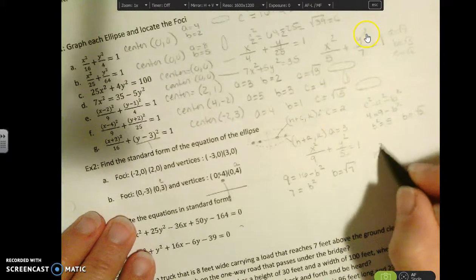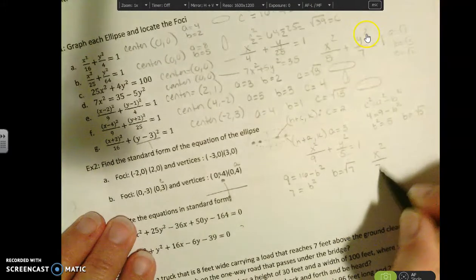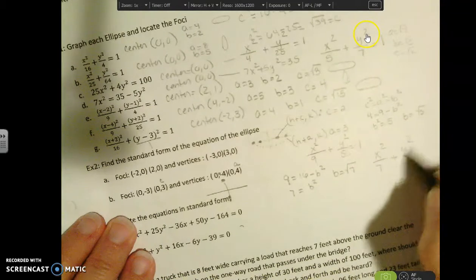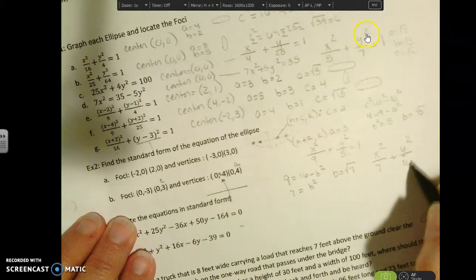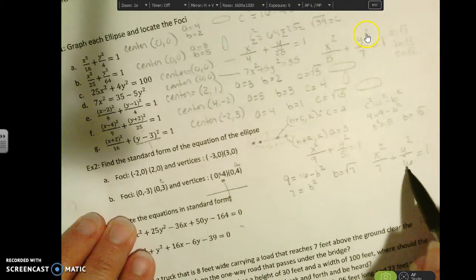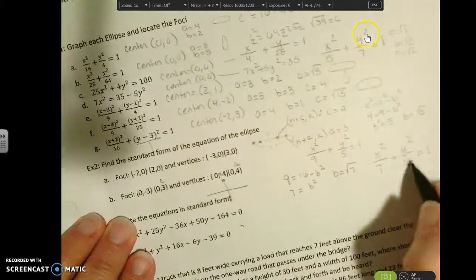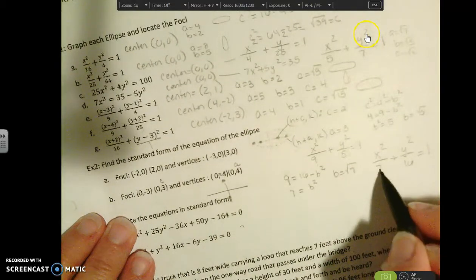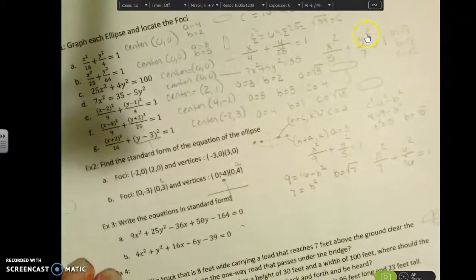Okay, so I have everything I need. So it would be x squared over 7 plus y squared over 16 equals 1. I know that this has to be A, because it's a vertical axis, and this has to be my B, and then again the C is used for the foci.